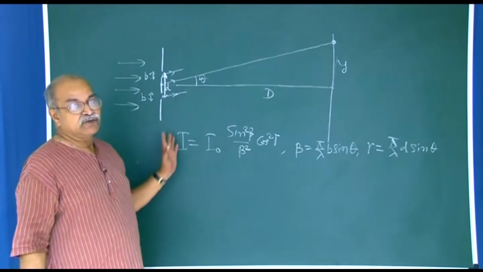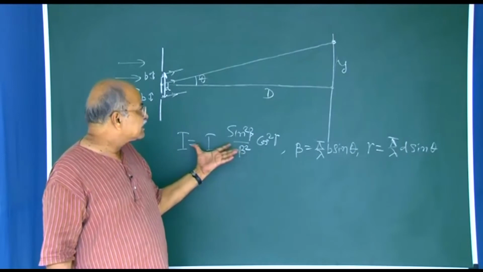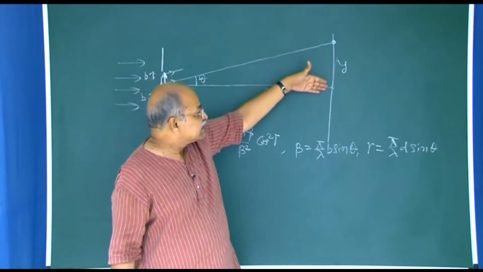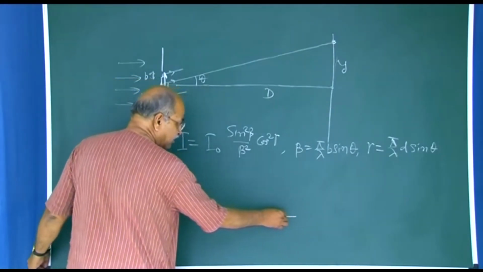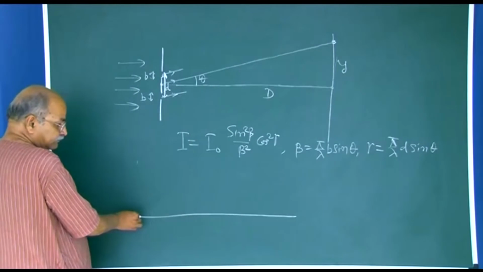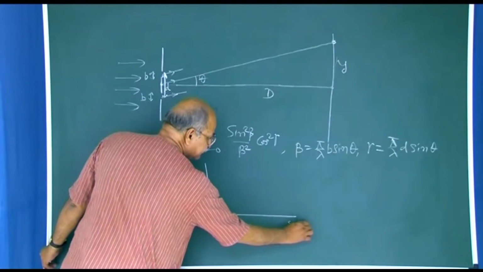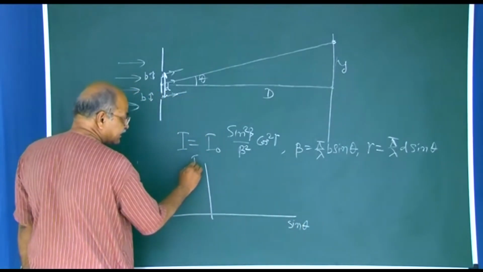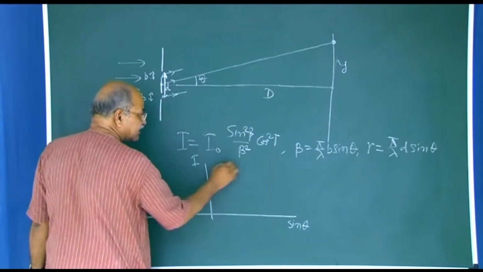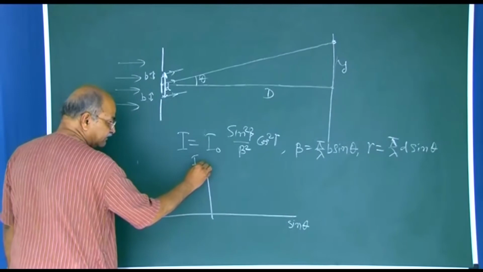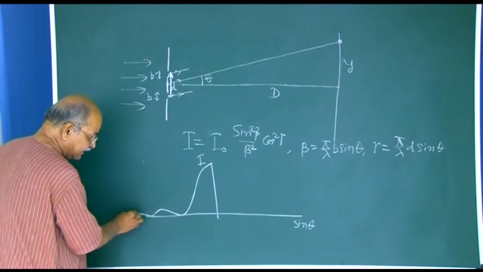And how does this look? If I look at the intensity, what does this equation tell us? What kind of intensity variation is there? That intensity variation, once again, if you make a plot, and here you write sine theta, and here you write intensity, first you draw the diffraction pattern, and you know what kind of pattern it is. It is something like this.